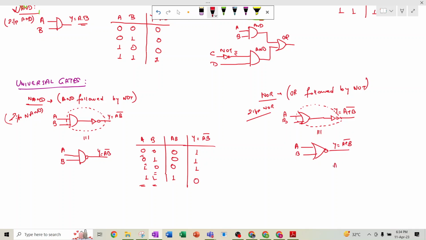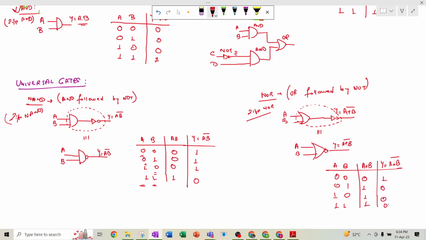So A, B, and we write A plus B, and the truth table is y equal to A plus B bar. The truth table is basically a table that displays, for each combination of the inputs, the corresponding output. There are 4 combinations possible, and for A plus B, the first one will be 0, the rest should be 1, and the output is the complement of that, so it is like this.